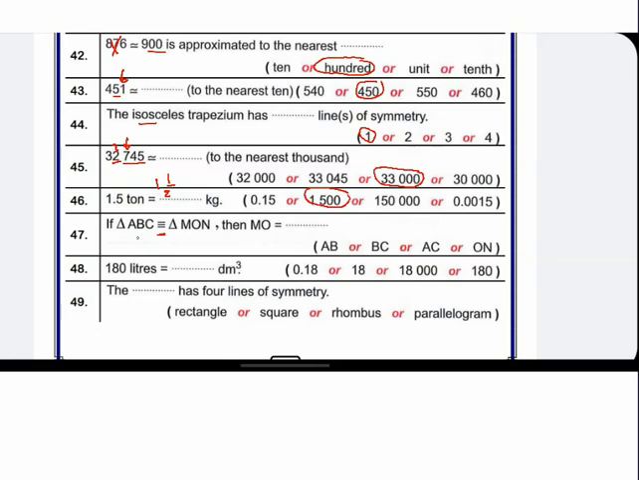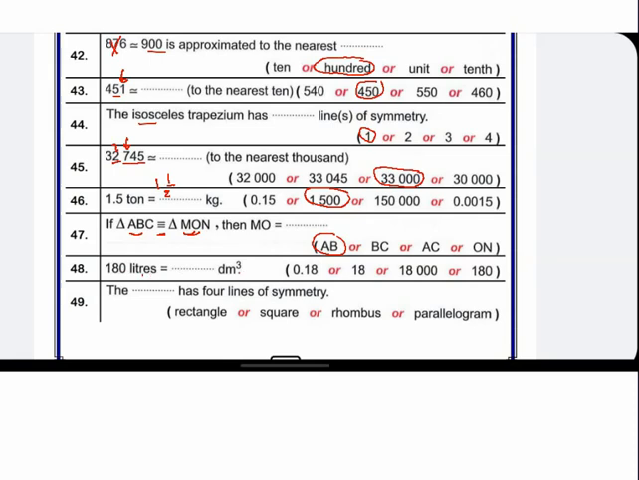Congruency questions. This sign means congruency. It means this shape is like this shape, the same in everything. So MO, first and second letter, like what? First and second letter in the first triangle. MO like AB. Again, MO like AB.